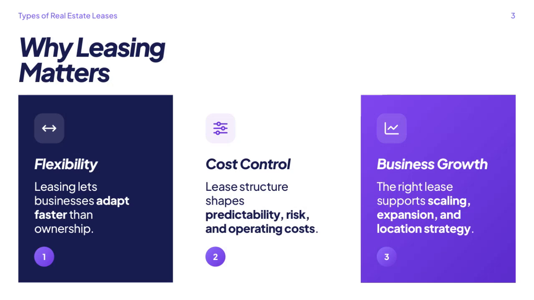Now let's talk about the different types of real estate leases and why leasing is so important for businesses. One major advantage of leasing is flexibility. Leasing allows companies to adapt more quickly to changing conditions compared to owning property, which can be much harder to adjust or relocate from. Another key point is cost control. The way a lease is structured directly impacts how predictable your costs are, the level of risk you take on, and your overall operating expenses. Finally, leasing plays a crucial role in business growth. Having the right lease in place can support your company's scaling efforts, help with expansion plans, and align with your broader location strategy. These three concepts, flexibility, cost control, and growth, are essential reasons why leasing matters so much.